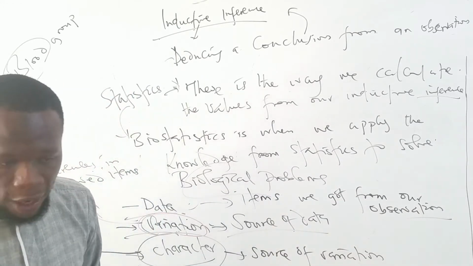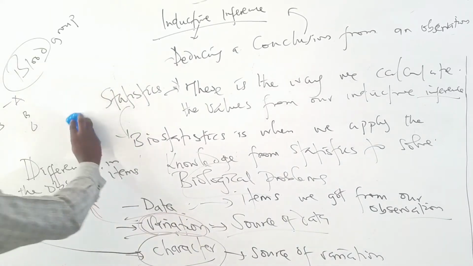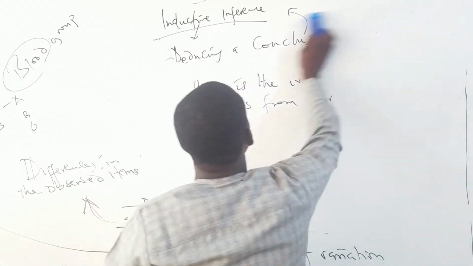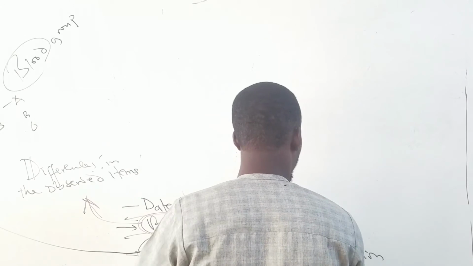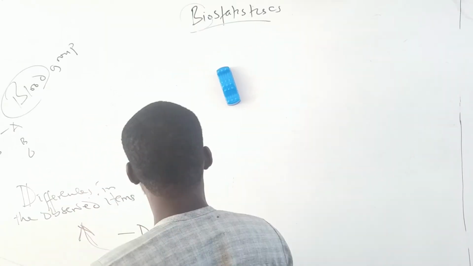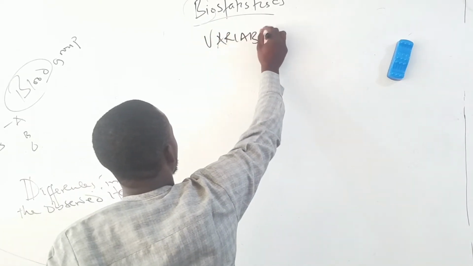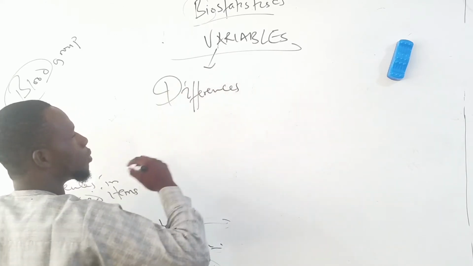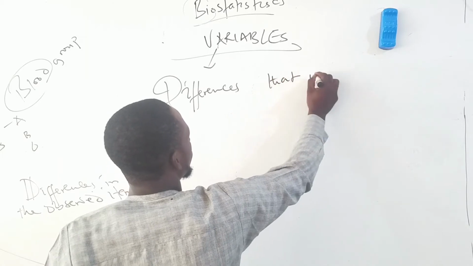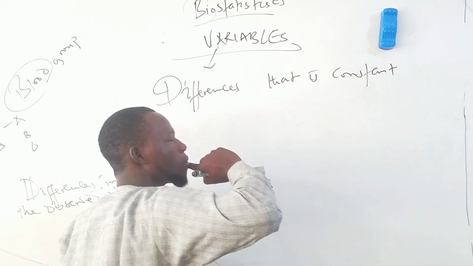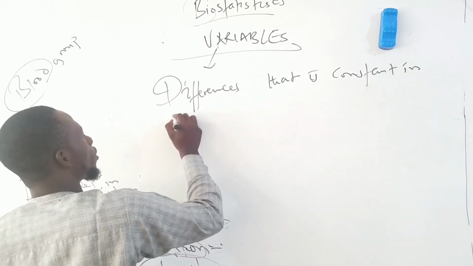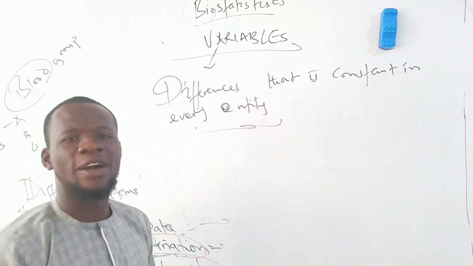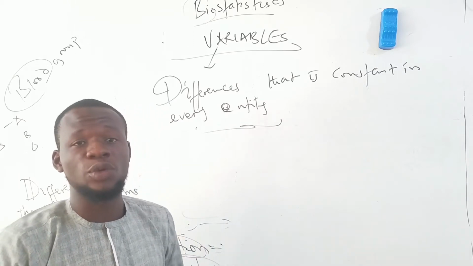So having understood this, we are going to be moving into the variables. We are going to be understanding the variables. Variables simply means differences that are constant in every entity. So variable is our differences that are constant in every entity. So there is nothing we are working on that does not have variables or differences.